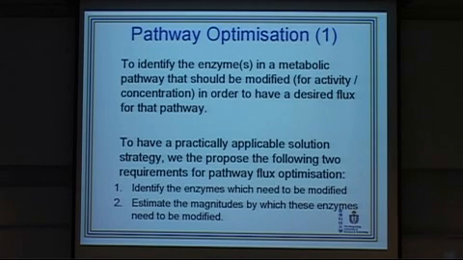Okay, so the idea is generally to identify the enzyme and the pathway that should be modified, and often it's more than one. And the general outcome is an attempt to increase the flux. So for a practical solution to a strategy, you want to be able to do two things. You want to firstly identify which enzymes you want to modify, but then secondly you want to estimate the magnitudes by which these enzymes need to be modified.